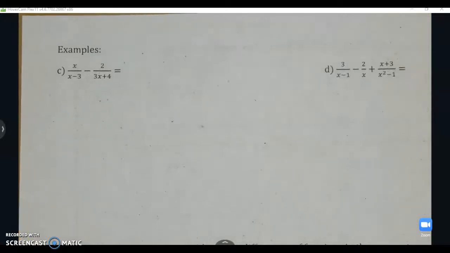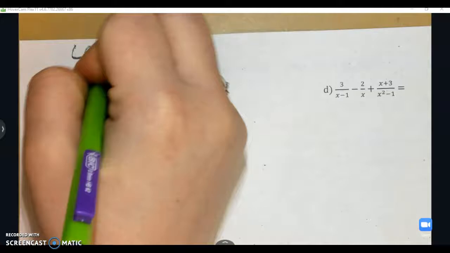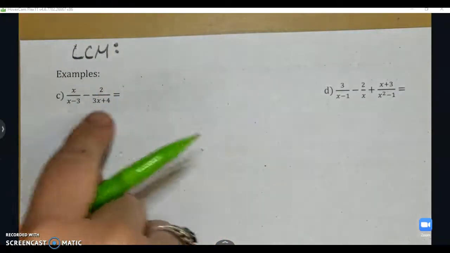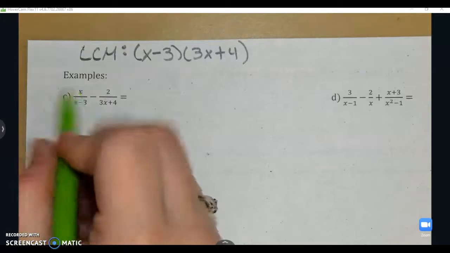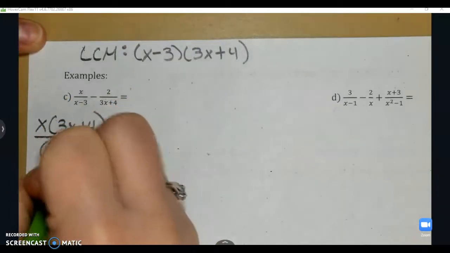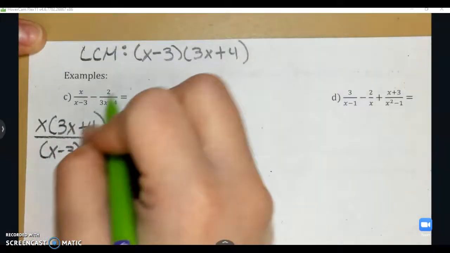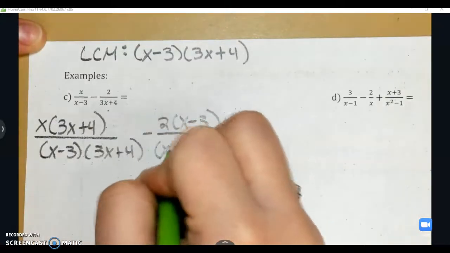All right, let's put this to use with some actual addition and subtraction here. So starting on example C, my denominators don't match, so I need the least common multiple. There's nothing I can factor here, so the least common multiple is going to be the product of the two, x minus 3 times 3x plus 4. So the fraction on the left is going to get multiplied by 3x minus 4 in the top and the bottom. Minus our second fraction is going to get multiplied by x minus 3, also in the top and the bottom.